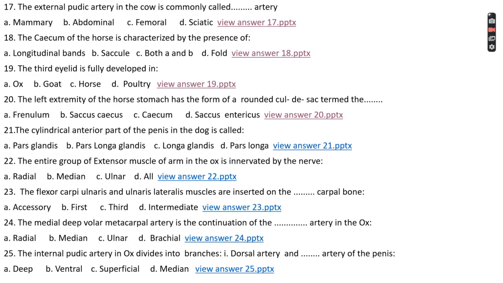Question number 21. The cylindrical anterior part of the penis in the dog is called option A pars glandis, option B pars longa glandis, option C longa glandis, option D pars longa.